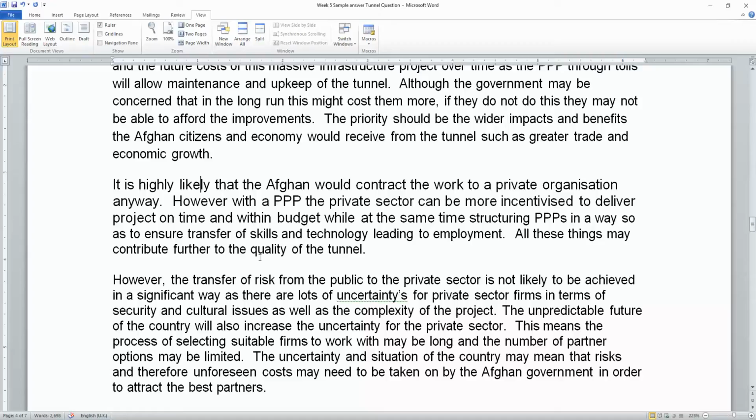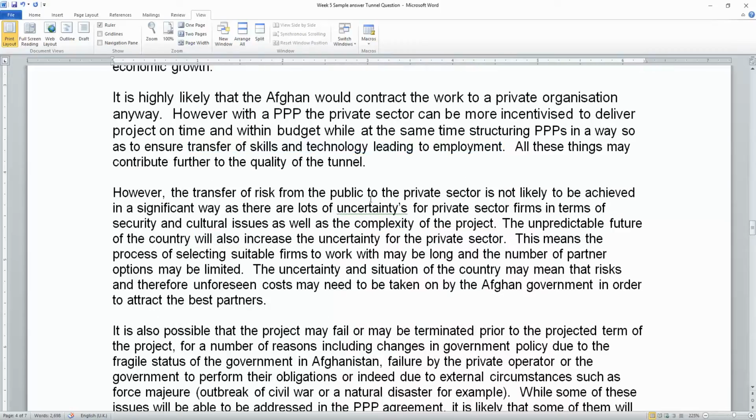The fact that the private sector are more incentivised means they're going to be more bothered about quality and finishing on time. They're also going to be able to transfer the skills and technology to the people. Big advantage. However, the transfer of the risk from the public to the private sector, which is normally one of the major advantages of a PPP, is potentially not significant in this project, because there's lots of uncertainties and the private sector might not be prepared to take these on.